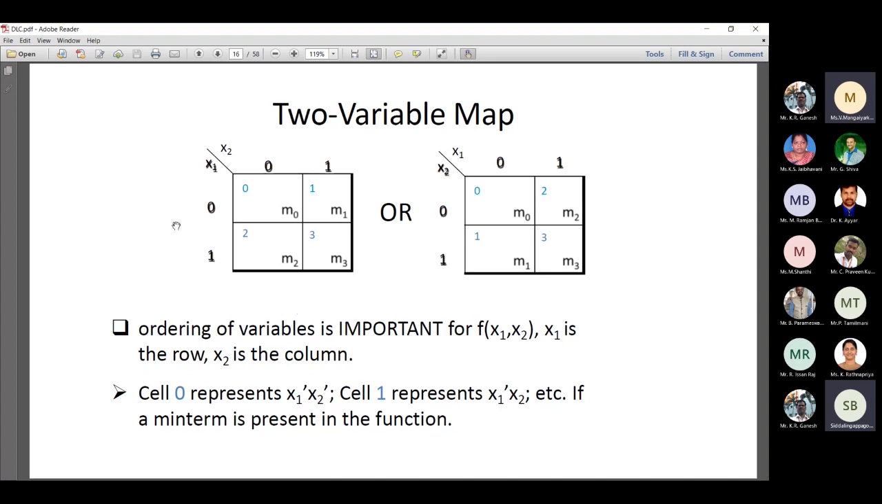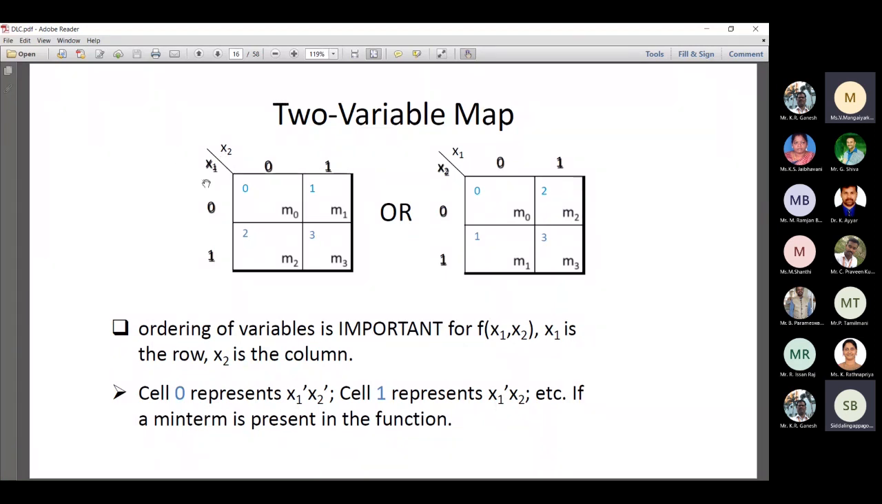X is a row. This will indicate the row. This is a column, right? So these we call cells. So we write the 2 variable K-map as 0, 1, 2, 3. If you are using the second variable here and the first variable here, then we represent it by 0, 1, 2, 3. Column wise we are going to read.